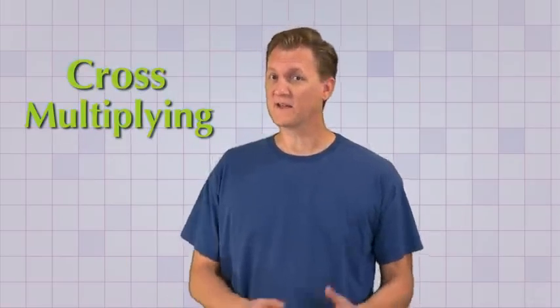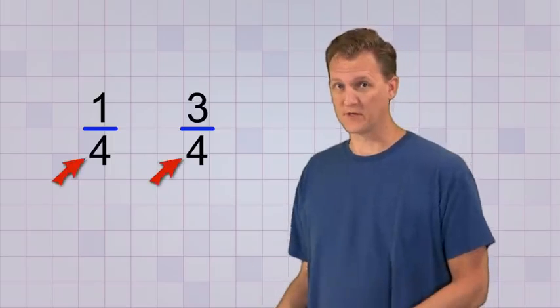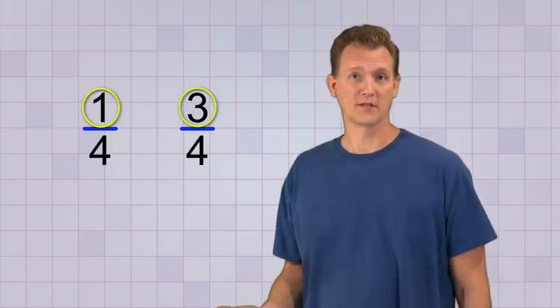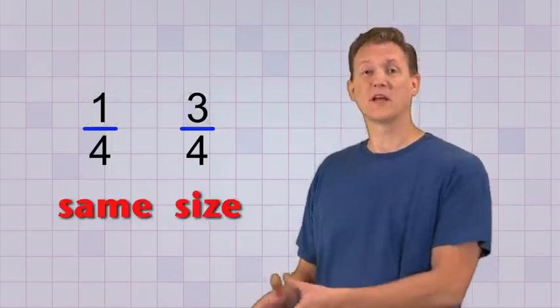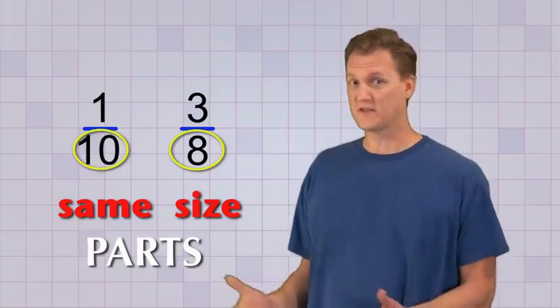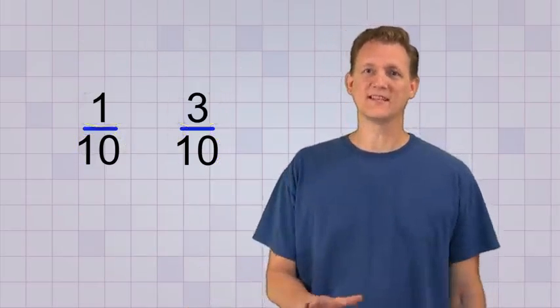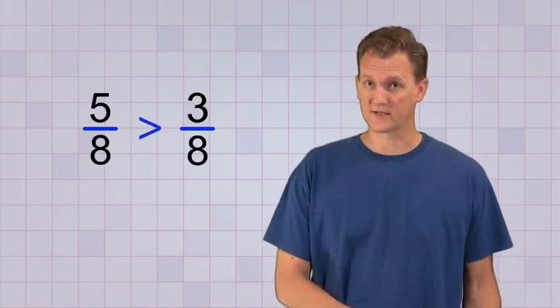The first method is called cross-multiplying, and it takes advantage of the fact that it's easy to compare fractions with the same bottom numbers. If two fractions have the same bottom numbers, then we can just compare the top numbers. That's because we're comparing the same size parts. We're comparing fourths to fourths, eighths to eighths, tenths to tenths, and so on. And the top number just tells us how many of those parts we have. So it's easy to see that 5/8 is more than 3/8.